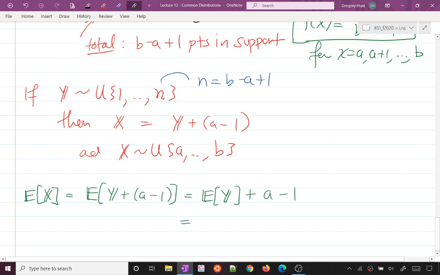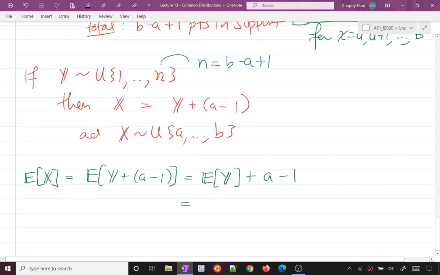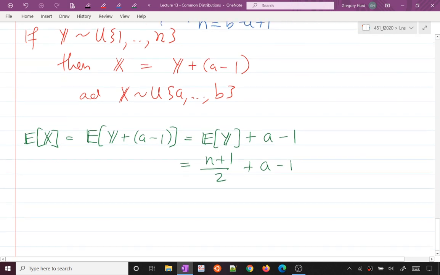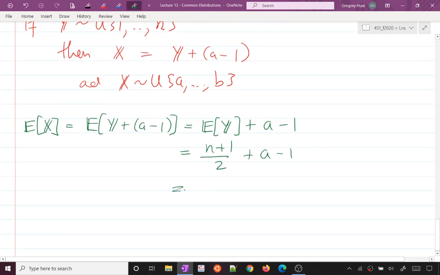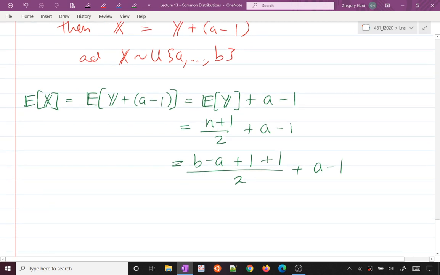And the expected value of y, we said, was n plus 1 over 2. So we can plug that in. Oops, sorry, a minus 1. And n in this case was b minus a plus 1, plus another 1, over 2, plus a minus 1. And so if we simplify here, what do we get?